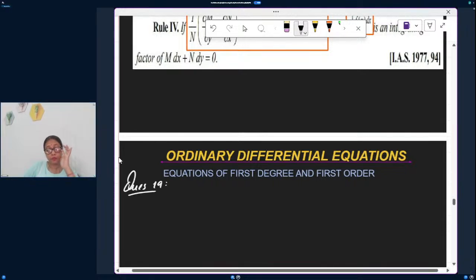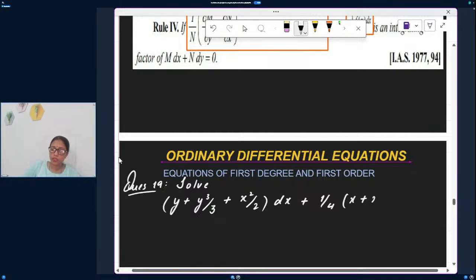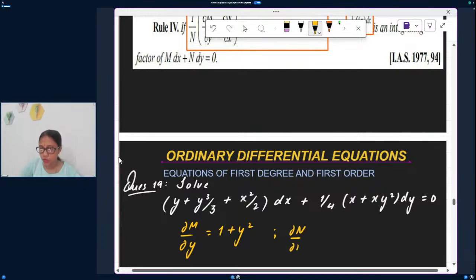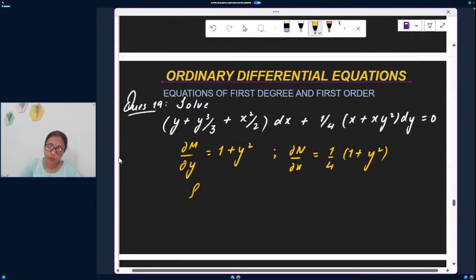Question number 19. Solve (y plus y cube by 3 plus x square by 2) dx plus (1 by 4 x plus xy square) dy. So what is del M by del y? You can find out, this is going to be 1 plus y square, and del N by del x is going to be 1 by 4 (1 plus y square). Do check the exact part always. It is obviously not the same. Since del M by del y is not equal to del N by del x, therefore the differential equation is not exact.